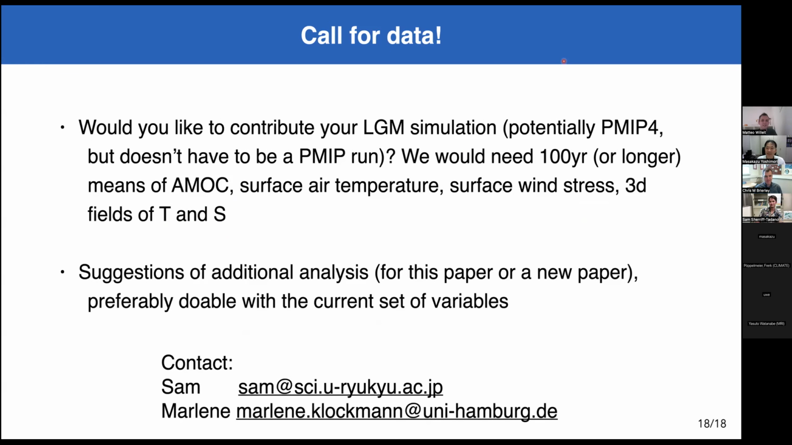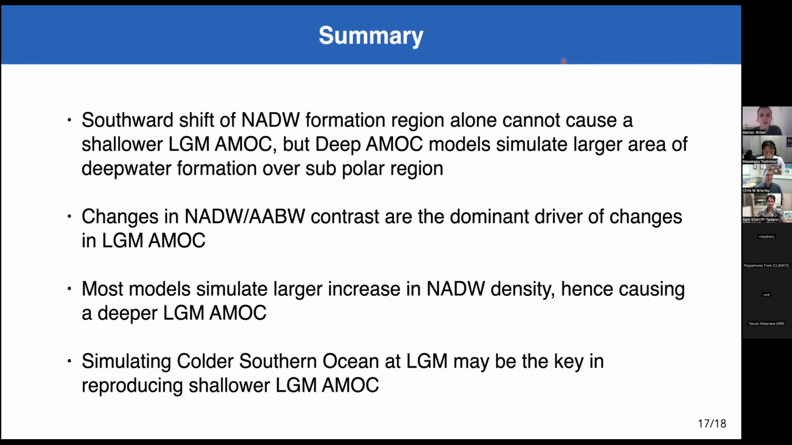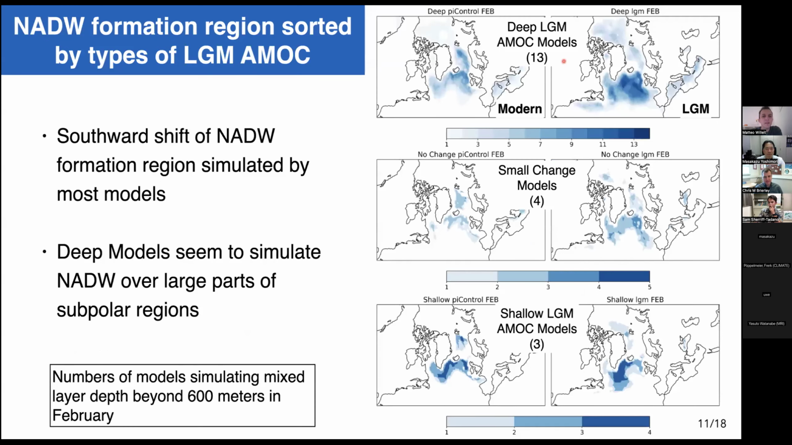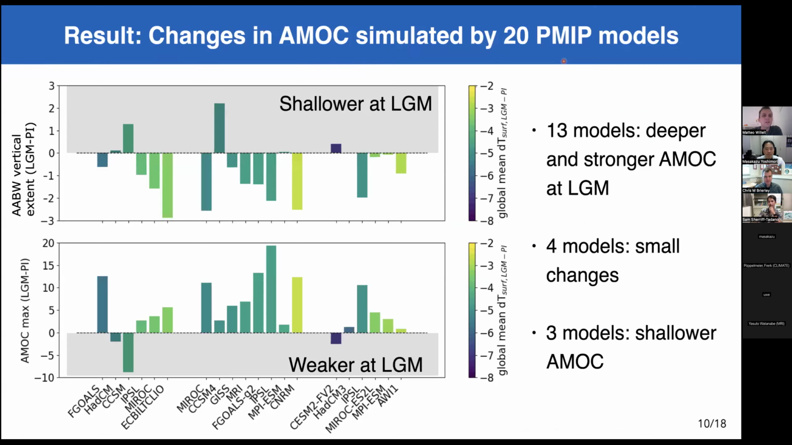Thanks, Sam, for the very nice overview. If I saw it right in one of the first figures that you showed, it seems that it's the community climate system model family that is mostly showing this weakening and shoaling of the LGM AMOC. Do you have any idea what this particular family of models is doing differently compared to others? It really seems like it's the three of them.